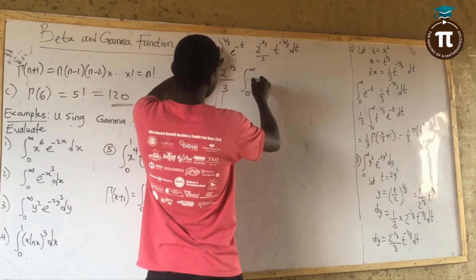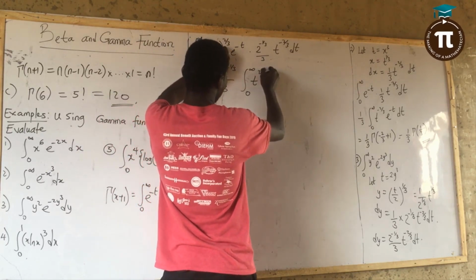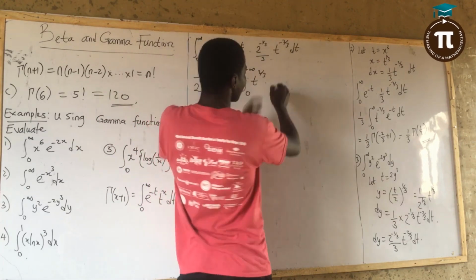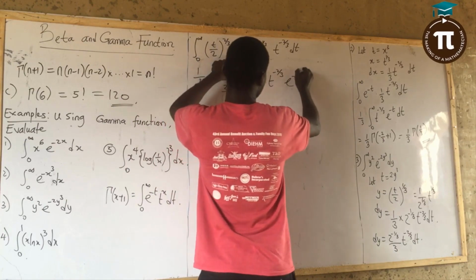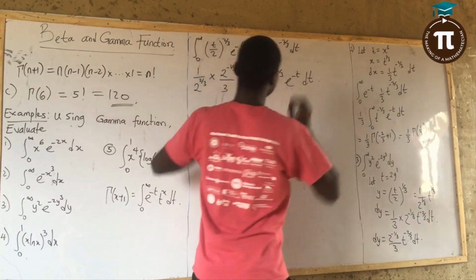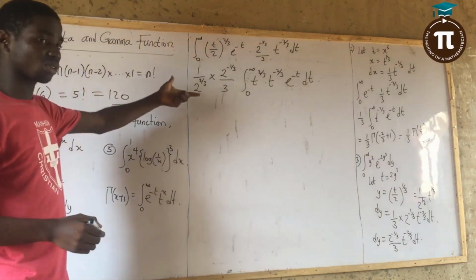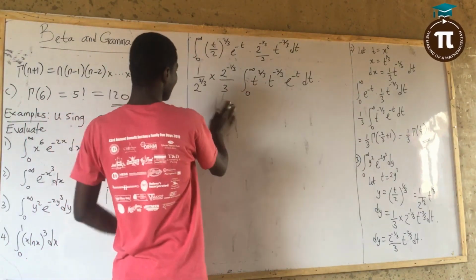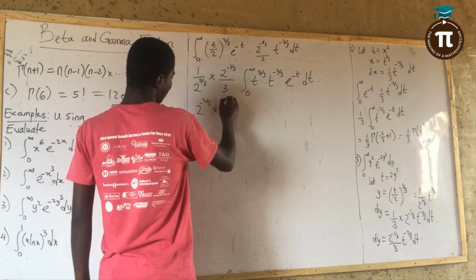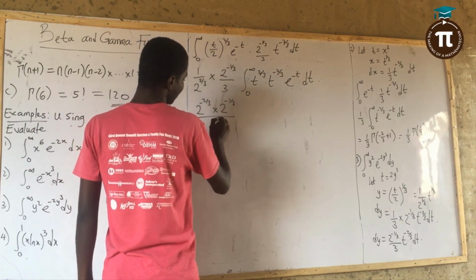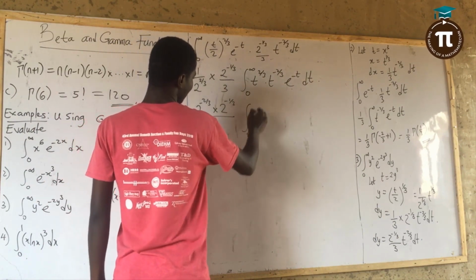This one will now be t raised to power 2 over 3 multiplied by t raised to power minus 2 over 3, then e raised to power minus 3 dt. So to complete this, one can also write it as 2 raised to power minus 2 over 3 multiplied by 2 raised to power minus 1 over 3, everything over 3, integral from 0 to infinity.